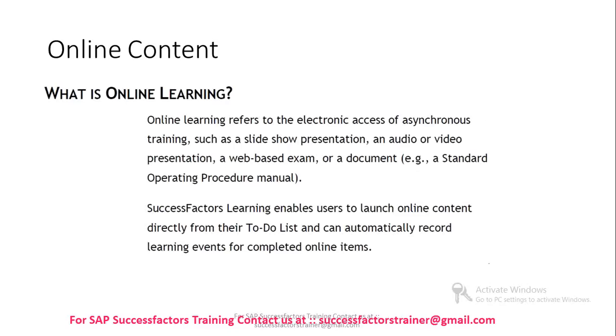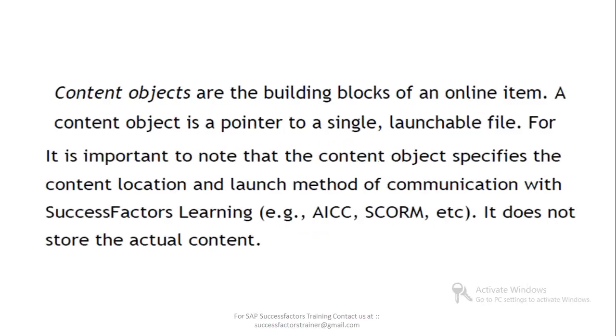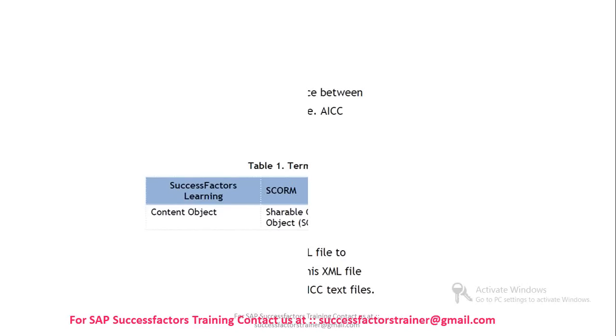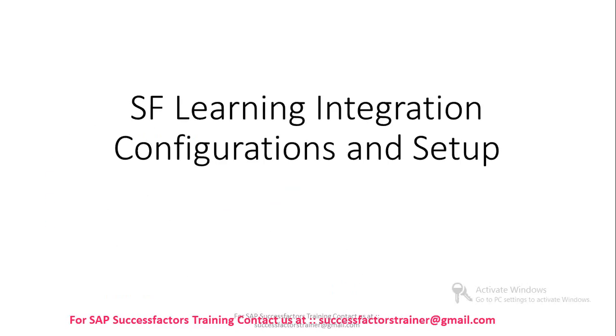So we'll see in depth how online content works, and the 2 communication methods which we are going to see are AICC and SCORM. We'll see in depth what exactly AICC and SCORM can do, and what shareable content object resource module and assignable units stand for, and how they are used for accessing the online contents.